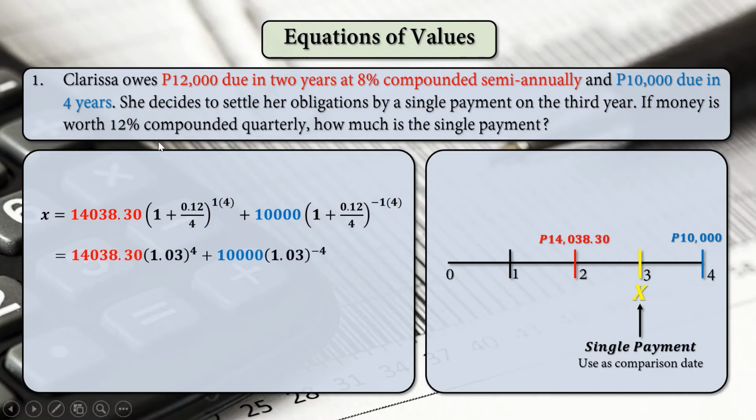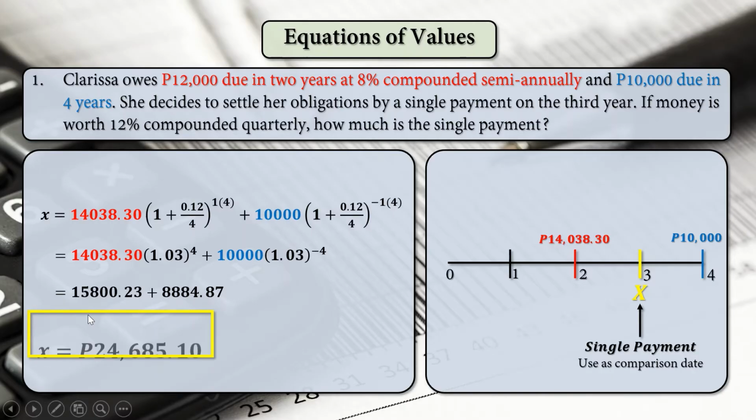So, simplifying further, that is 1.03 raised to 4. Etong isa is 1.03 raised to negative 4. And then multiplying, 15,800 pesos and 23 centavos plus 8,884 and 87 cents. And then adding, the answer will be 24,685 pesos and 10 centavos. So, ito yung isang payment niya, the single payment on the third year kung babayaran niya yung dalawang obligations niya.